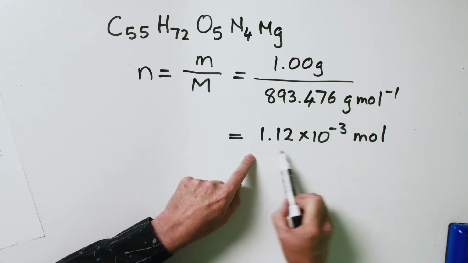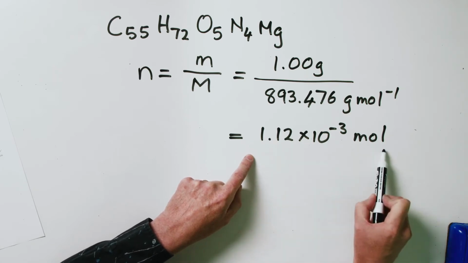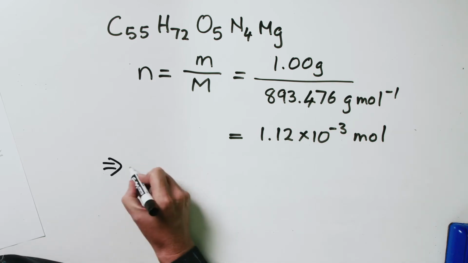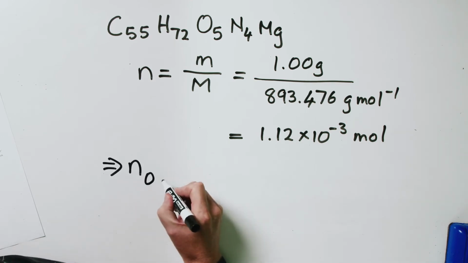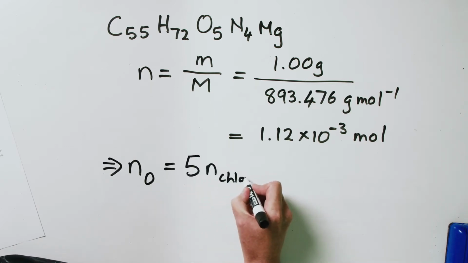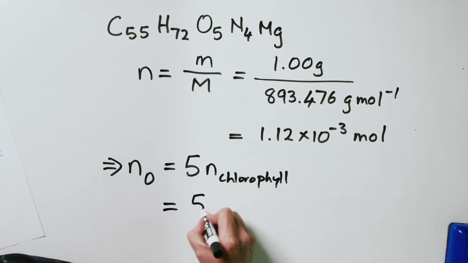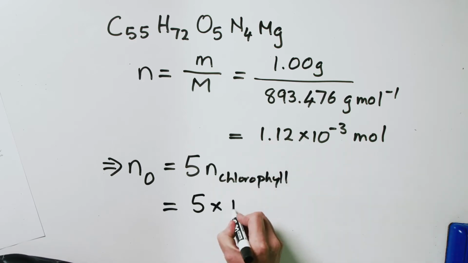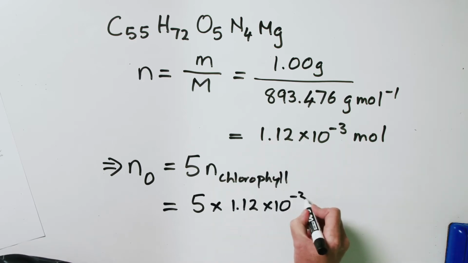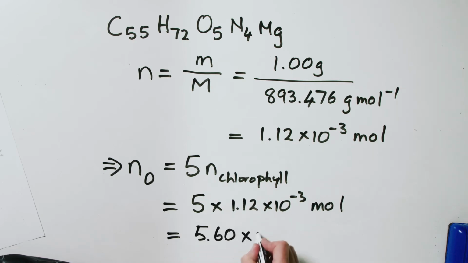So we've done our calculation now. We know the number of moles of chlorophyll that we have. Therefore, the number of moles of oxygen atoms is going to be equal to 5 times the number of moles of chlorophyll. That's 5 times this number here, 1.12 times 10 to the minus 3 moles, and that is equal to 5.60 times 10 to the minus 3 mole.